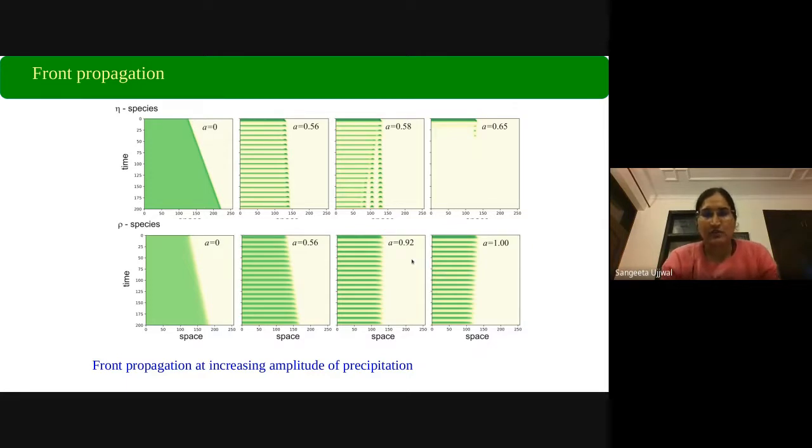But one more thing we can observe here is that eta species is less resilient than the rho species if we consider periodic precipitation. So rho species is able to survive even when there is high periodicity, high forcing strength, but eta species just disappears and we get the bare soil solution. So eta species is less resilient to these periodic disturbances.